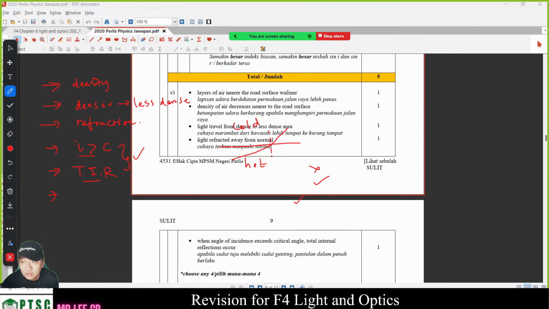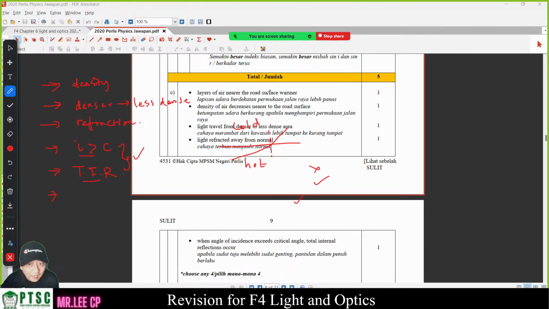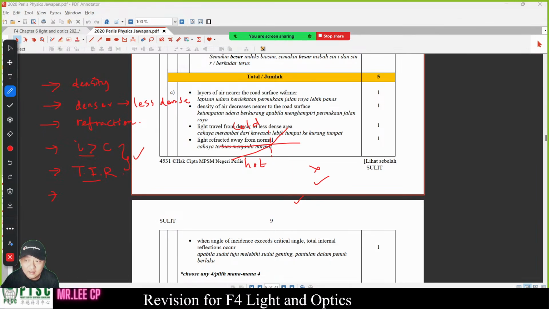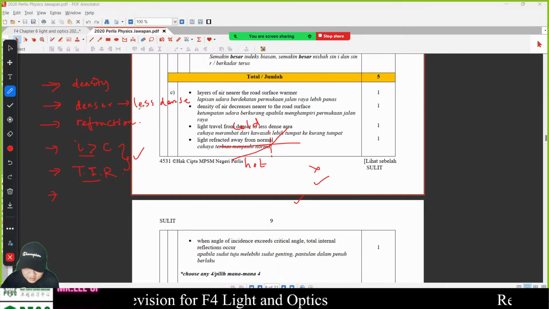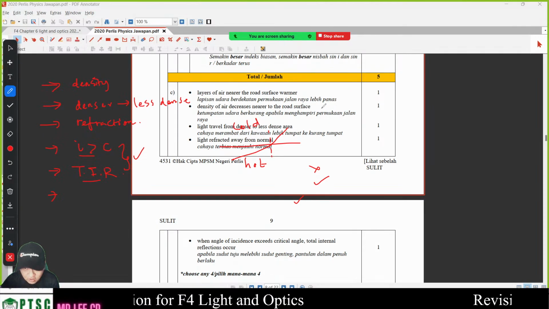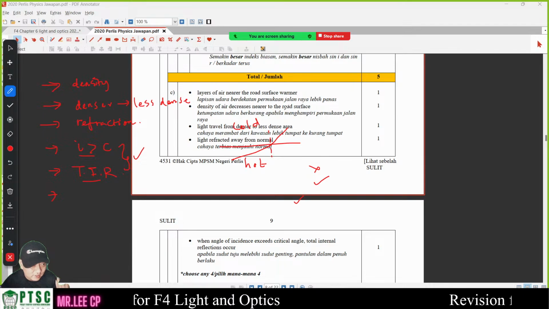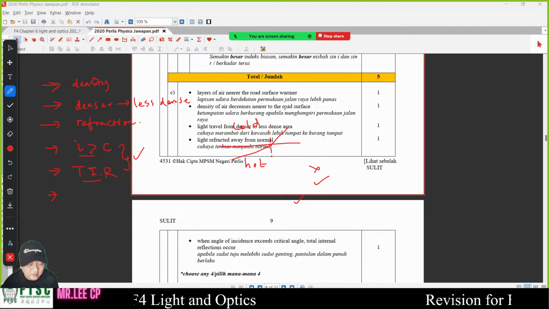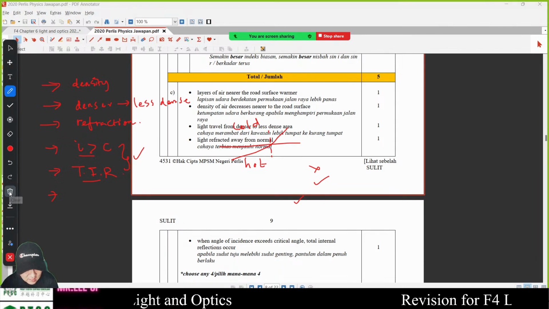Which is this one, warmer? I didn't say it. I just now said here is hot, here is cold. So at the surface of the road it is hot. So I should put it in other words, another sentence, so that you get it. This is how you get it.